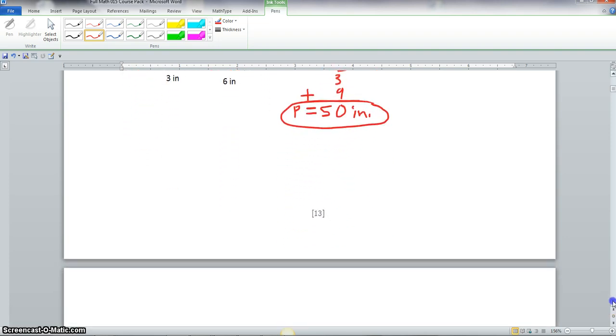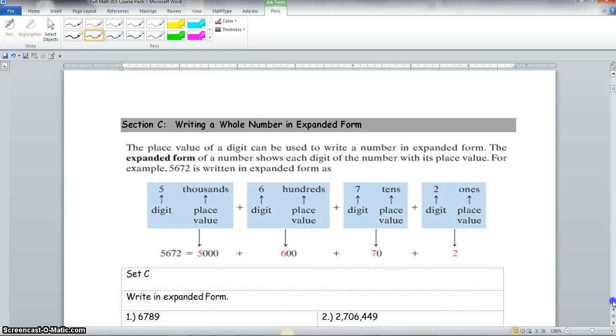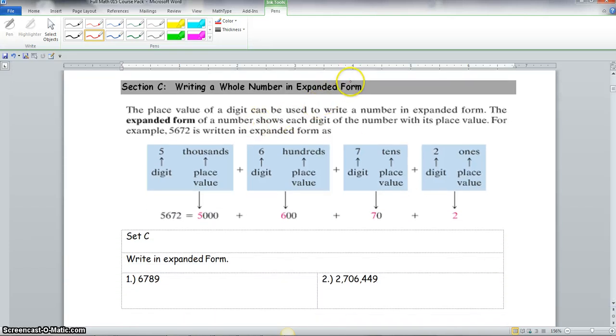Okay, now we scroll down here to section C. It says writing a whole number in expanded form. Now the place value of a digit can be used to write a number in expanded form. The expanded form of a number shows each digit of the number with its place value. For example, 5,672 is written in expanded form as, since the 5 is in the thousands place, that'll be 5,000. The 6 is in the hundreds place, that'll be 600. The 7 is in the tens, that'll be 70. And the 2 is in the ones, so it'll be 2.